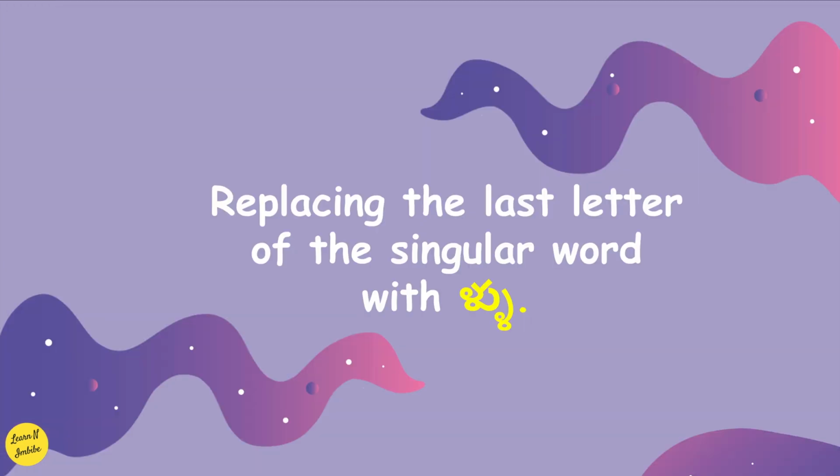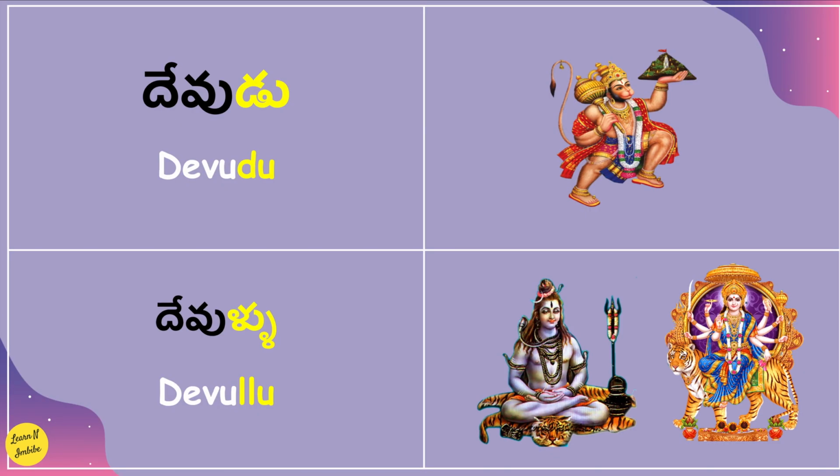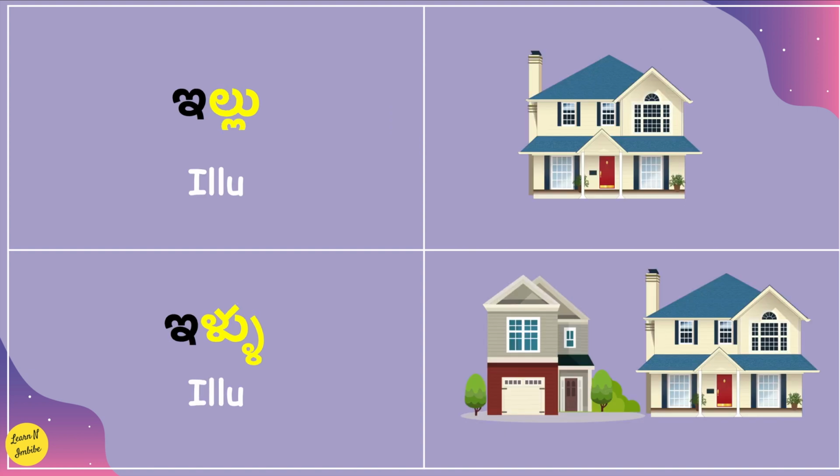The last type, replacing the last letter of the singular word with lu. Devudu, single god. Devullu, more than one god. Here, the suffix du is being replaced with llu, devullu. Illu, which means a house. Illu, which means many houses or more than one.